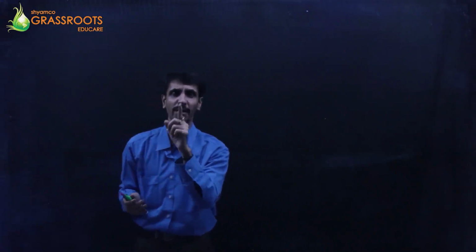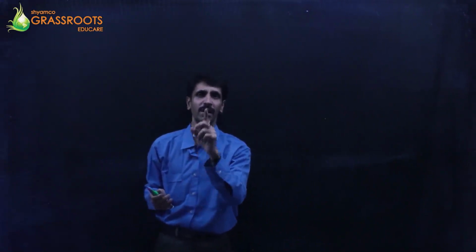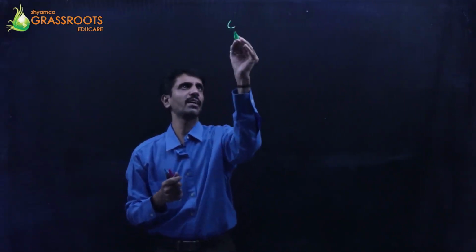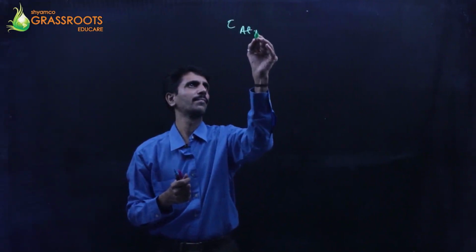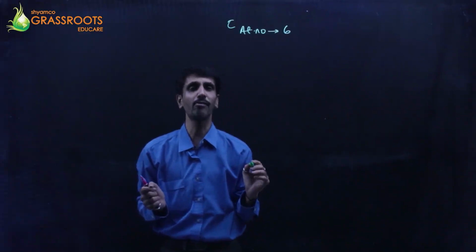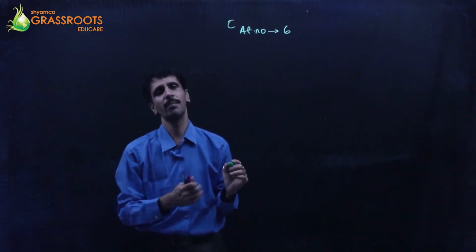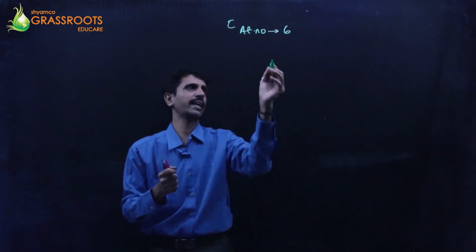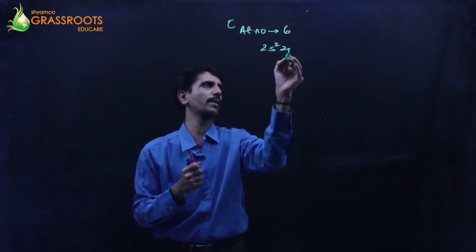Okay, my dear friends, now I will explain on the basis of electronic configuration what exactly is the difference between ionic compounds and carbon compounds, and what exactly type of bond carbon forms in carbon compounds. So let us start off with carbon, its atomic number comes out to be 6. So its electronic configuration in the valence shell, because you know very well only the valence shell participates in bonding, is going to be nothing but 2s2 and 2p2.